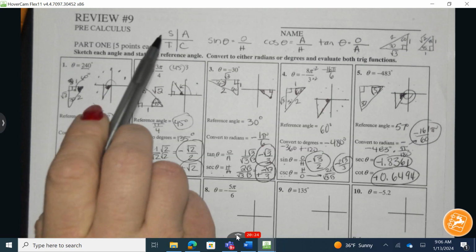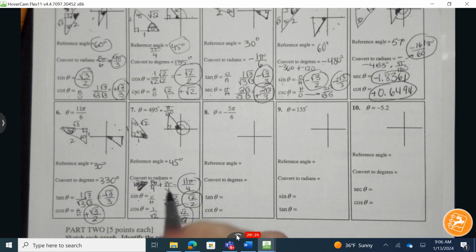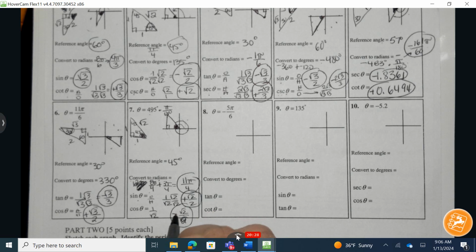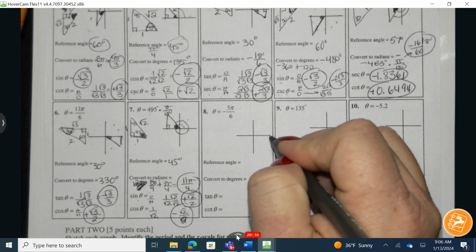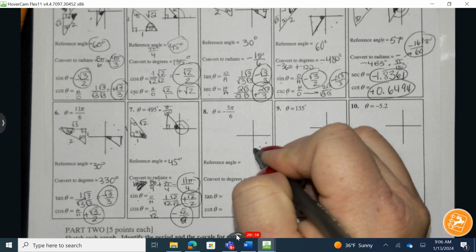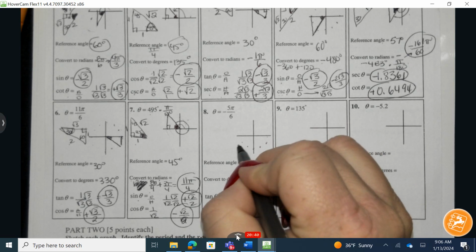So in quadrant 2, only the sine is positive. Sine is positive, that makes our second value negative. Negative 5 pi over 6. So I'm going to go backwards, counting by 1 pi over 6. 1 over 6, 2 over 6, 3 over 6, 4 over 6, 5 over 6.